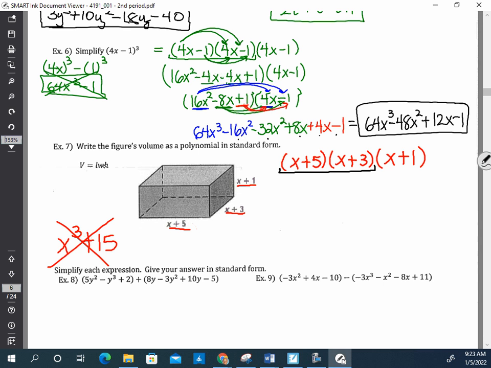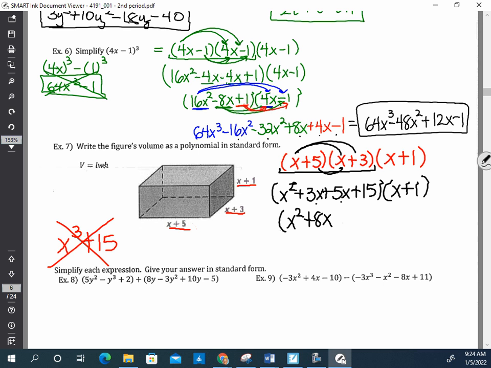So start with the first 2. X times x, x squared. X times 3, 3x. 5 times x, 5x, plus 15. 3x and 5x is 8x. We ready to roll. So now we take our answer and multiply times x plus 1.